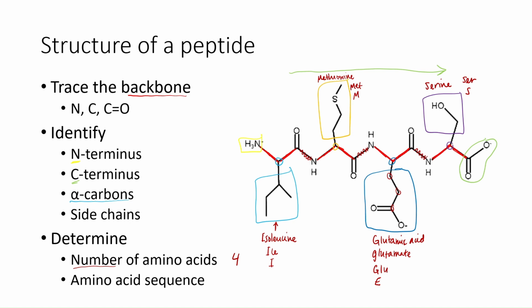So that is the sequence of our amino acids. You could write it as IMES. You could write ILE, MET, GLU, SER. You could write out the full names. You could write out isoleucine, methionine, glutamic acid, serine. Those are all correct. It's just important that you correctly identify the side chains, like I said, because it's easy to mix them up with one another.